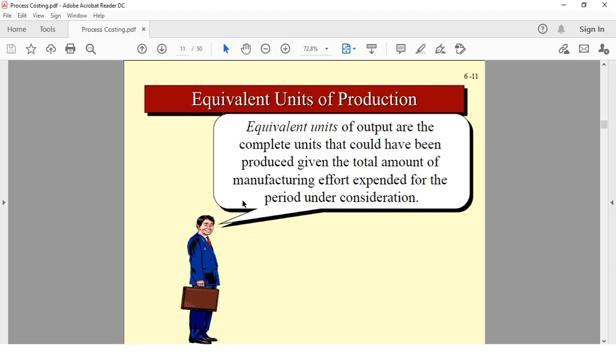So, in process costing, we have what we call equivalent units of production. EUP are the complete units that could have been produced given the total amount of manufacturing effort expended for the period under consideration. So, in short, your EUP is your actual units multiplied by the percentage of work done. That is how it looks. So, it will be understood in the next slide.